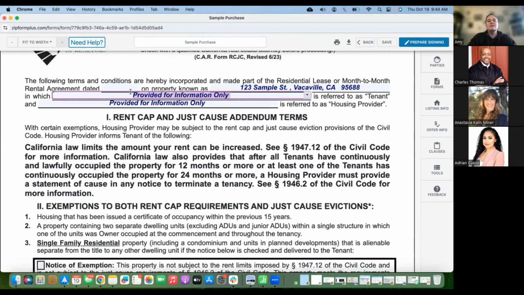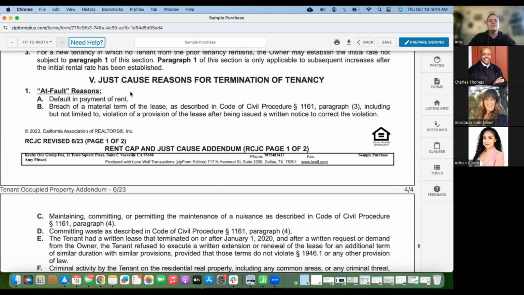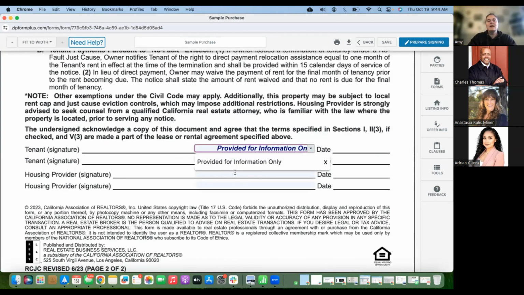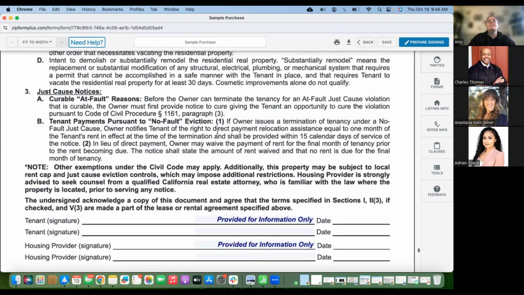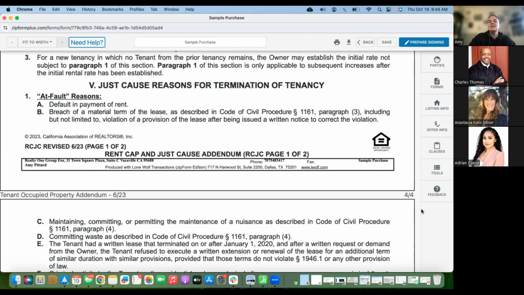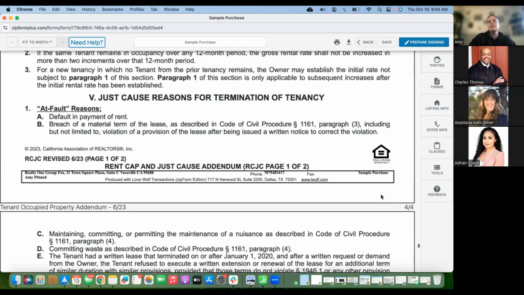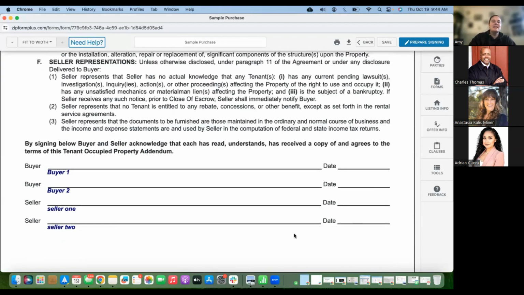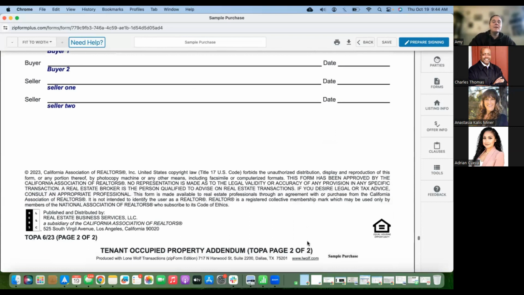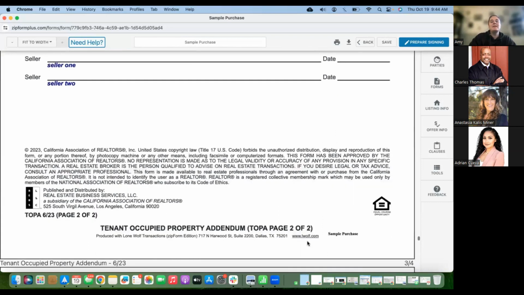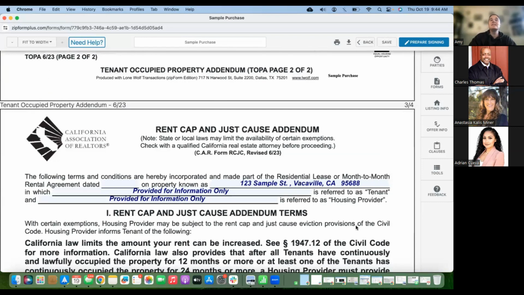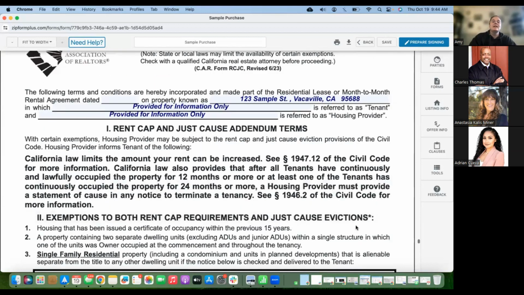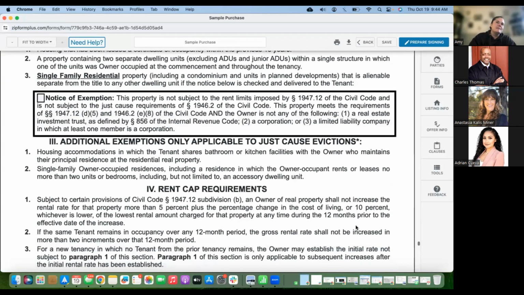So I would take this same provided for because we're not having the tenant sign it right now, and I would put it down here as well. I would have my buyer initial the pages on this, like the top corner or the bottom corner of these 2 pages, but I wouldn't have them sign this document. So they would sign the TOPA form, the tenant occupied property addendum, and then I would have them initial the rent cap and just cause addendum if the tenants are remaining in possession, so that they understand that these are the requirements. Make sense to everybody?